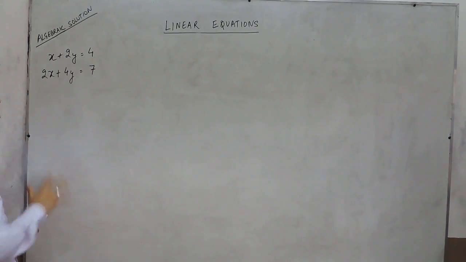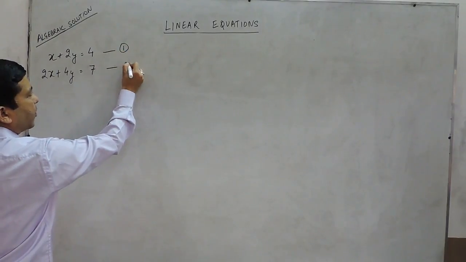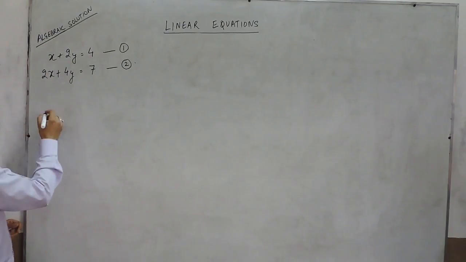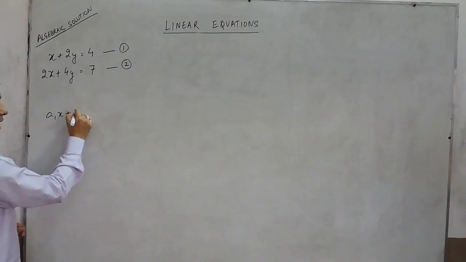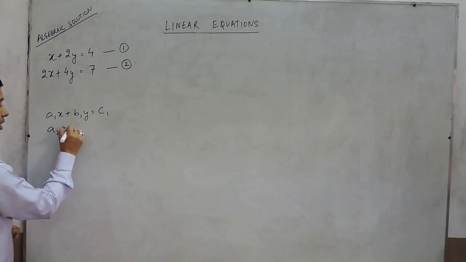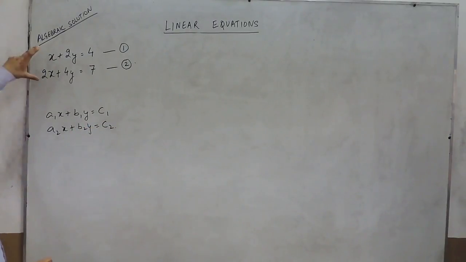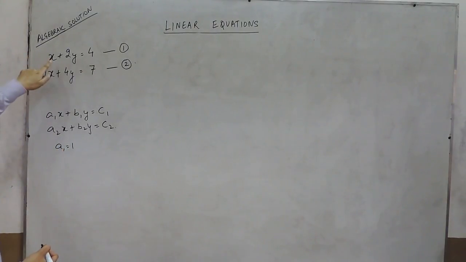So if we look at this question, this is the first equation and this is the second equation. The first thing that is very important to understand is that the equation has to be in the format of a1x plus b1y is equal to c1 and a2x plus b2y is equal to c2. So if we discuss these two equations, it is clear that the value of a1 is 1, as the coefficient of x is 1 in the first equation.